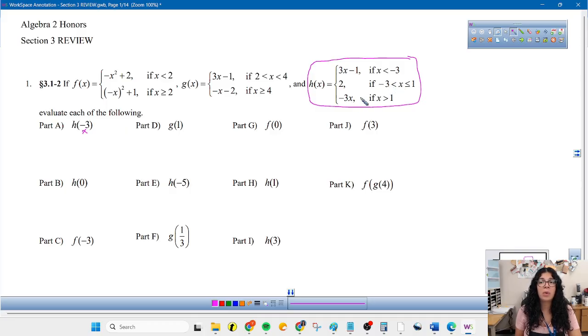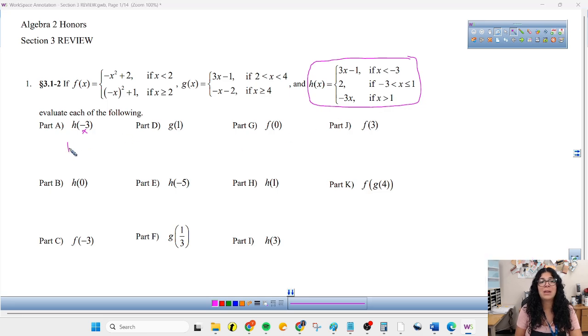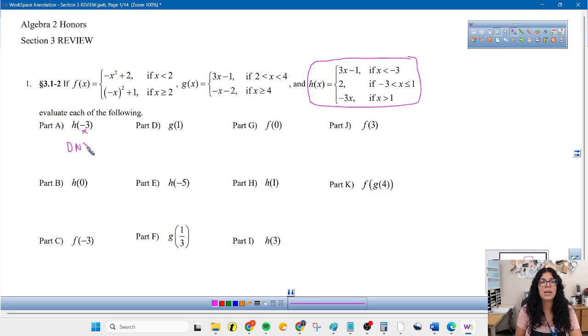And I'm using the third one when x is greater than 1. Negative 3 is not greater than 1 either. So negative 3 is actually just not a part of the domain for h of x. So this would be does not exist with D and E because there is no point on h where I will use the x value of negative 3.